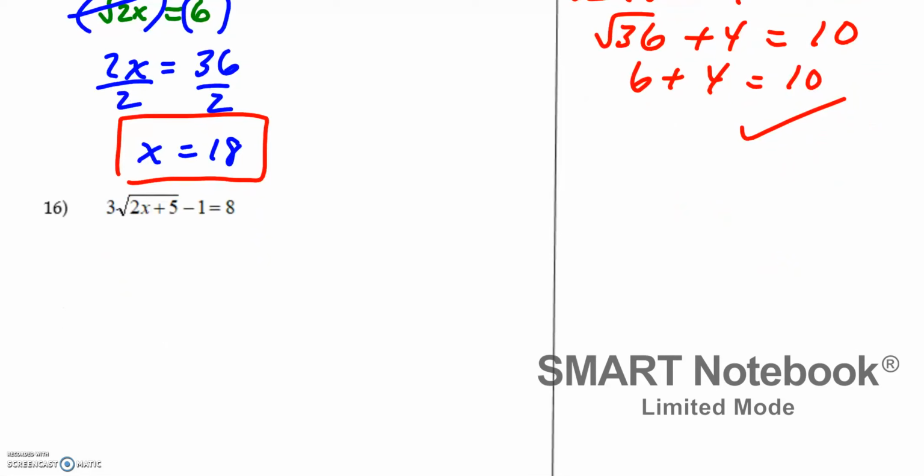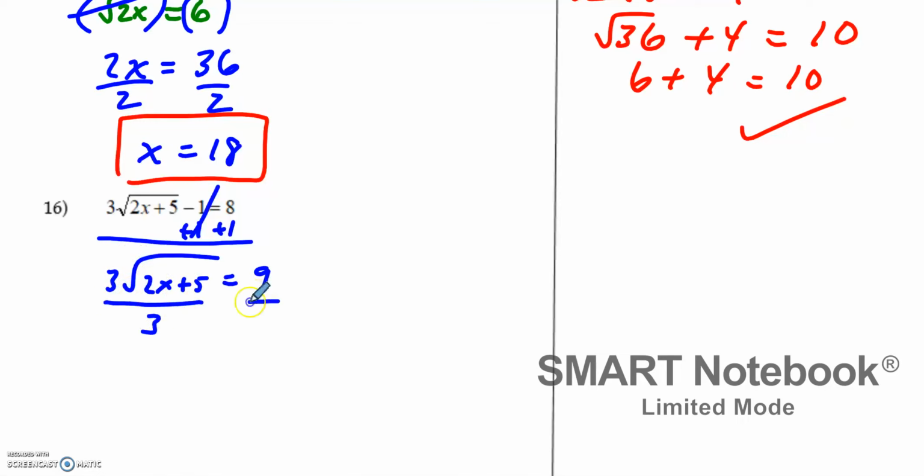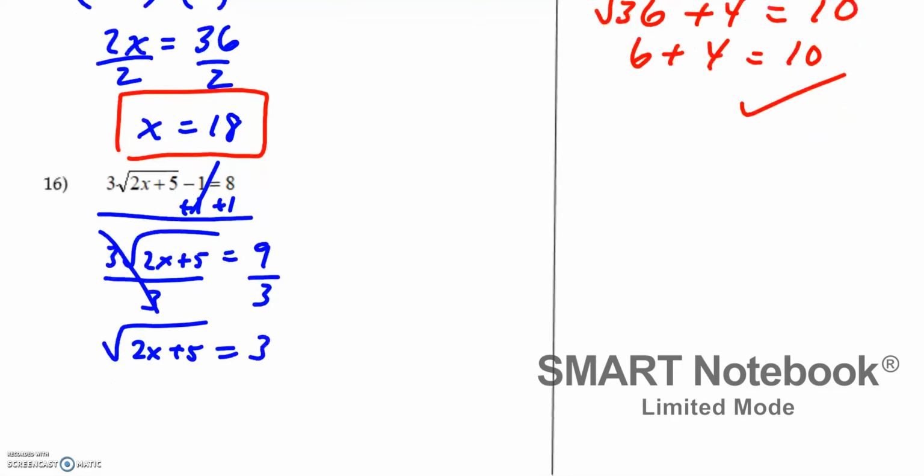Number 16, again, my goal is to get the radical alone, and to do so, I'm going to first move the 1 to the other side. 3 times the square root of 2x plus 5 equals 9. No, I cannot distribute the 3 in because there's no parentheses, but I do need to do something with that 3. I need to get rid of it. I don't want to square both sides yet because the radical is not alone. Square root of 2x plus 5 equals 3.